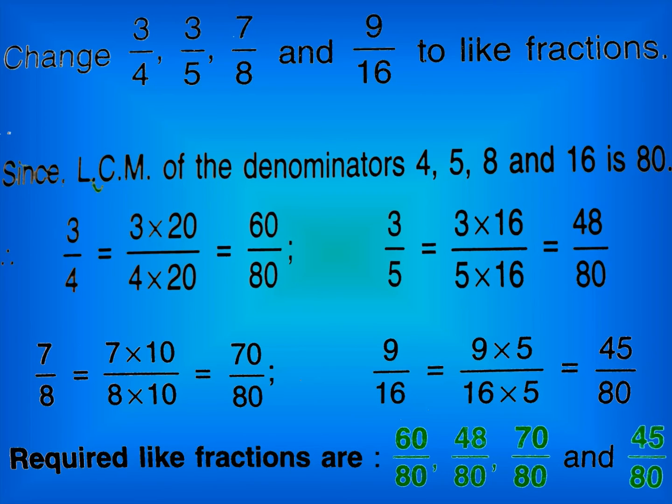Next, 3 upon 5 is equal to something upon 80. 80 divided by 5 is 16. So we shall multiply 3 with 16 and 5 with 16. So here the fraction will be 48 upon 80. The same we will do for the others and we will get the fractions. Their denominators are the same, so these are like fractions: 60 upon 80, 48 upon 80, 70 upon 80 and 45 upon 80.